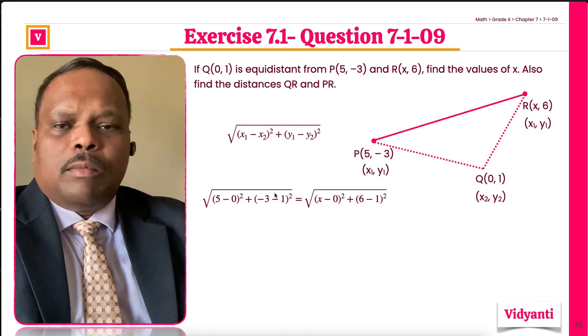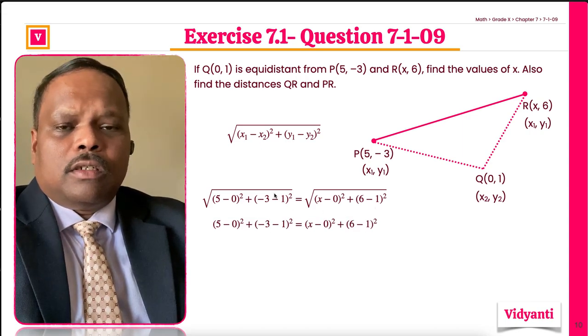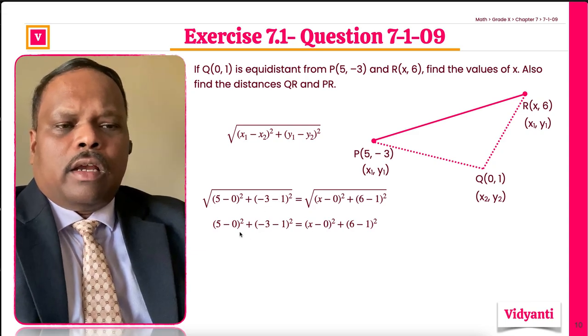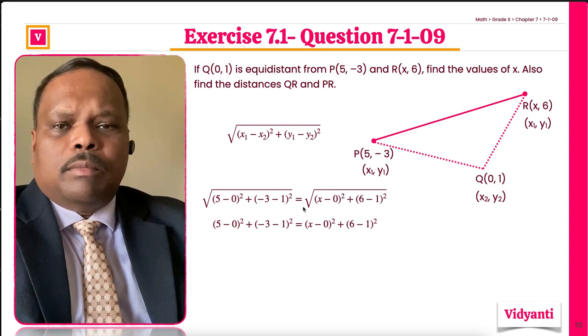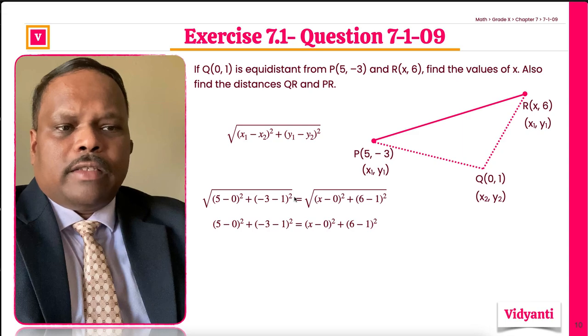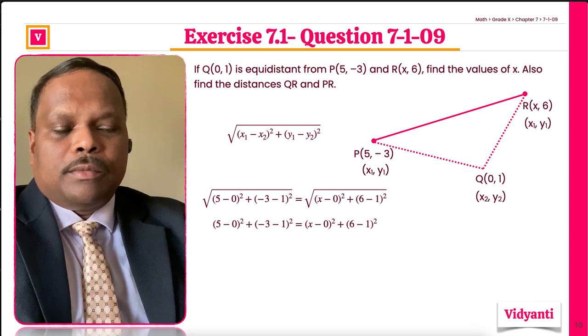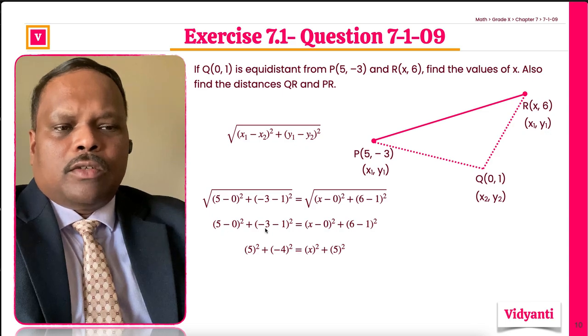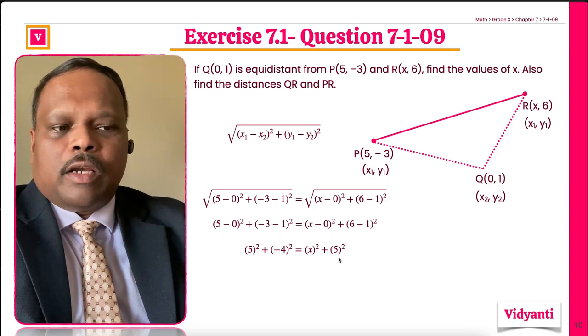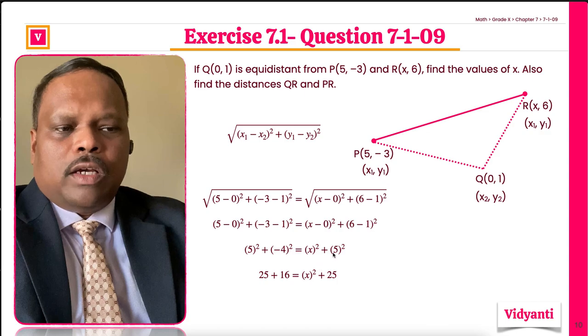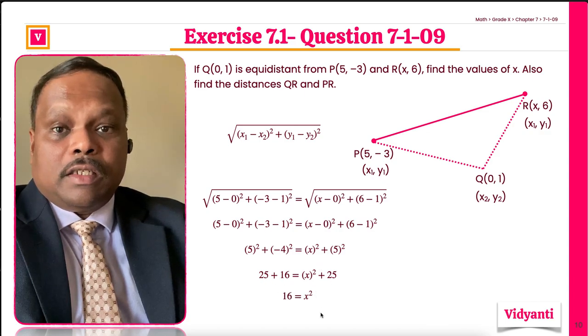Well, we can square both sides and get rid of the square roots right at the beginning. I will keep only the terms under the square root as they are. We'll get rid of the square root by squaring both sides. 5 minus 0 is 5, negative 3 minus 1 is negative 4, x minus 0 is x, 6 minus 1 is 5. Let's square these terms. 5 square is 25, negative 4 square is 16, x square and 25. 25 can be cancelled, x square comes out to be 16.